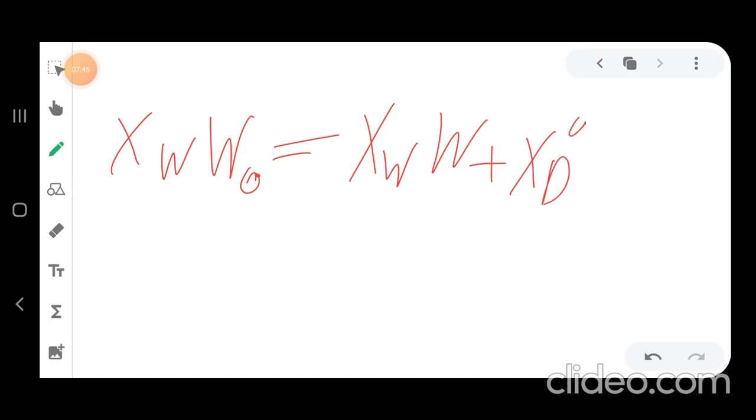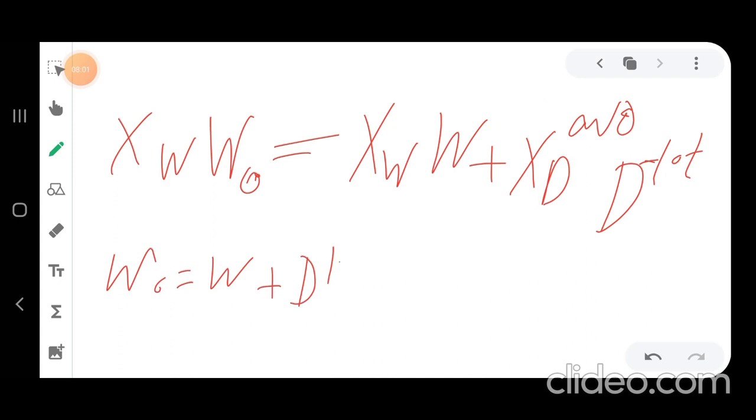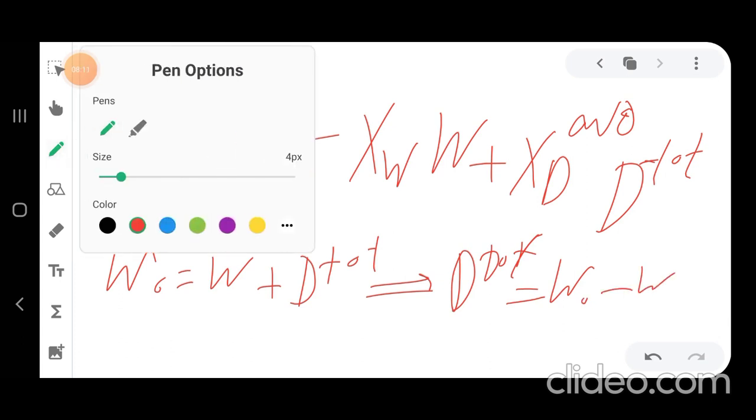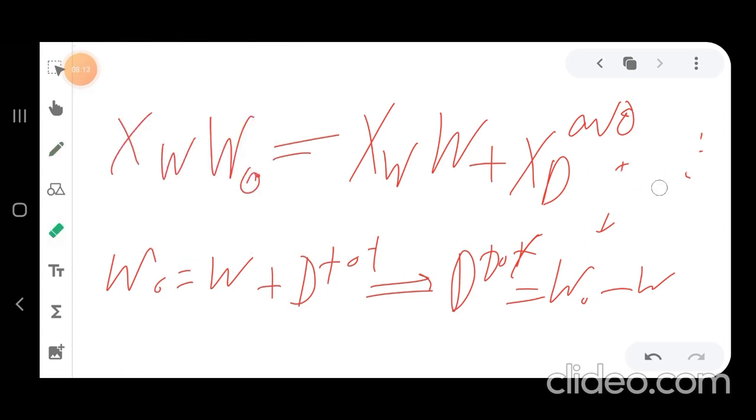We know the material balance equation around the still pot. We derived these two equations, if you remember. The second equation is w naught equals w plus d total, or if you rearrange it, d total equals w naught minus w. So we can remove this d total from this equation, and instead of it you can write w naught minus w.